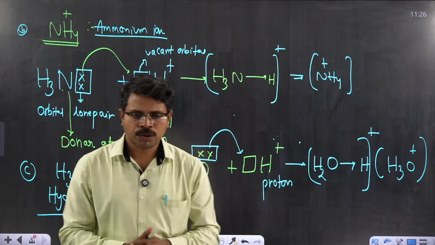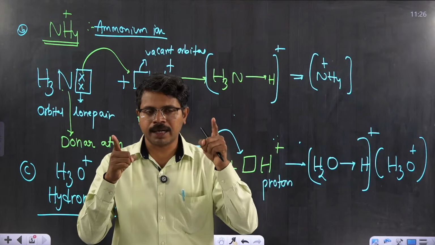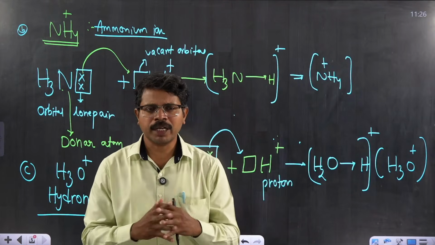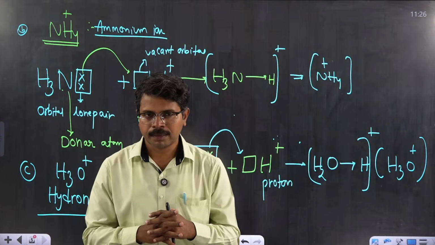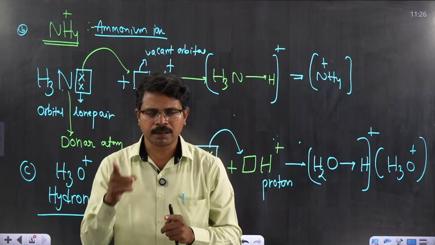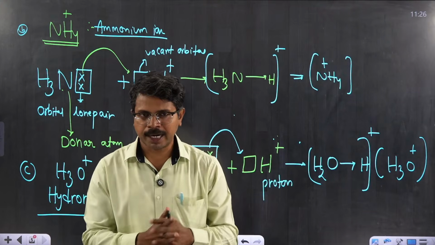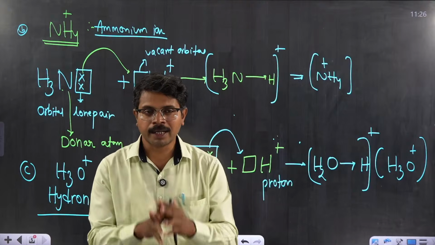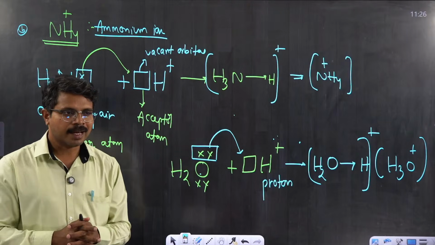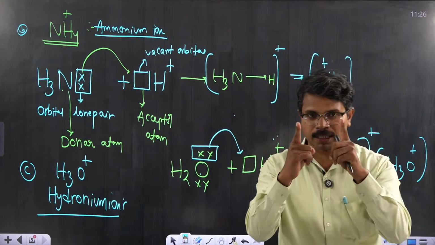So, I have considered two students. Student A has, let's say, 100 rupees and student B has 100 rupees. Both want to purchase a 200 rupee chocolate and share equally. Student A contributes 100 rupees, student B also contributes 100 rupees. Both collect 200 rupees, purchase the chocolate and share it equally. This is considered a covalent bond. In covalent bonding, both of the contributing atoms provide one electron each.